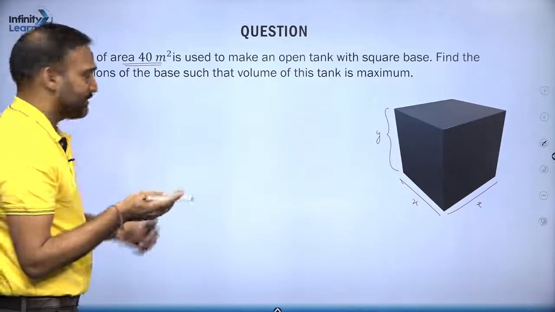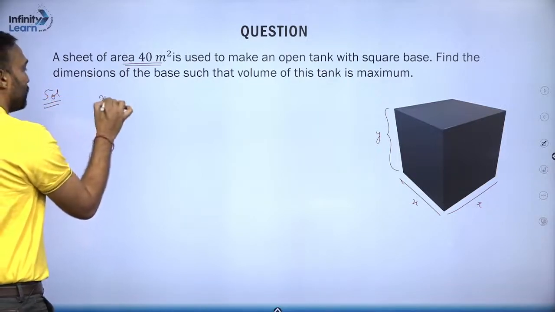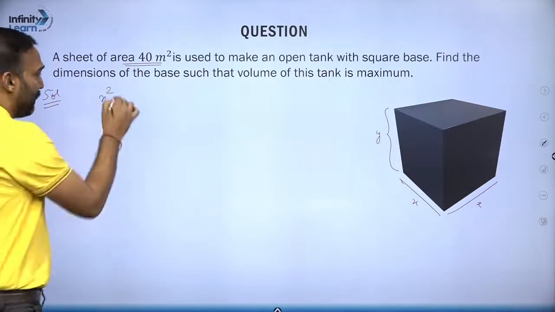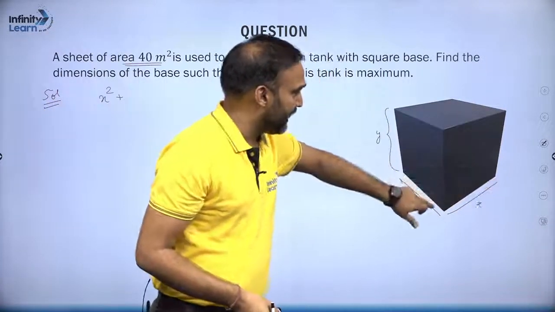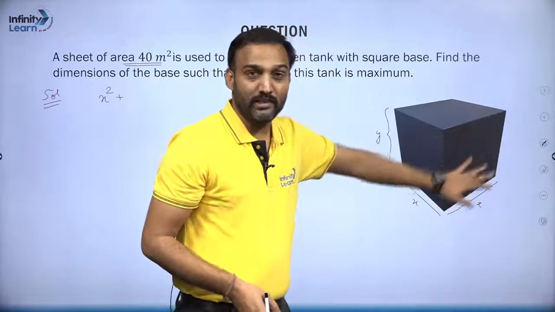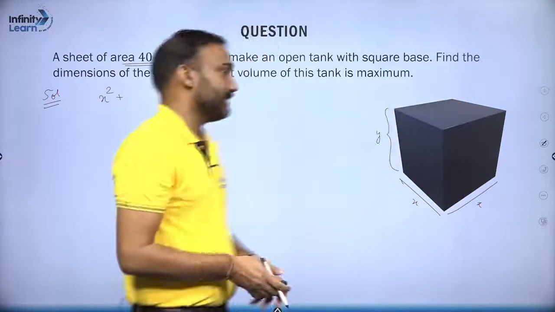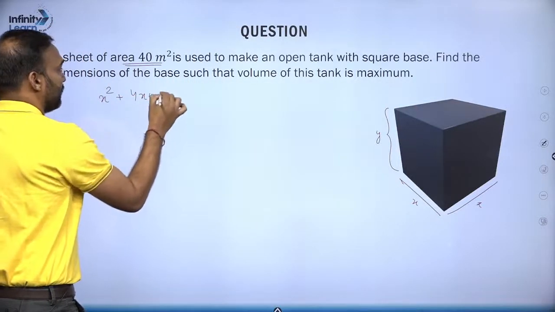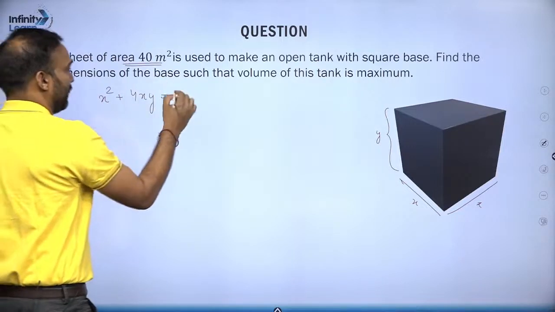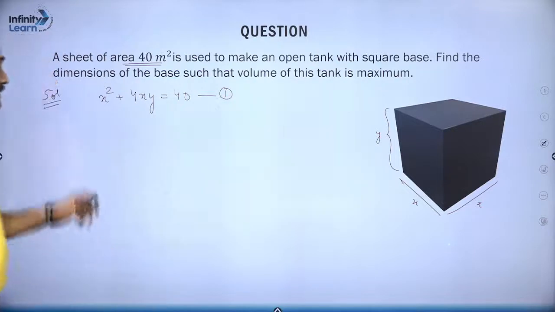One, I have a base. The area of the base would be how much? It's a square. So area of the base would be x square plus the area of this surface. This is x and this is y. So area of this rectangle would be x into y, and we'll have 4 such surfaces, right? The 4 walls. So I have total area of 4xy. This should be equal to the total area of the sheet that I have used. So this becomes my first equation, x square plus 4xy is equal to 40.